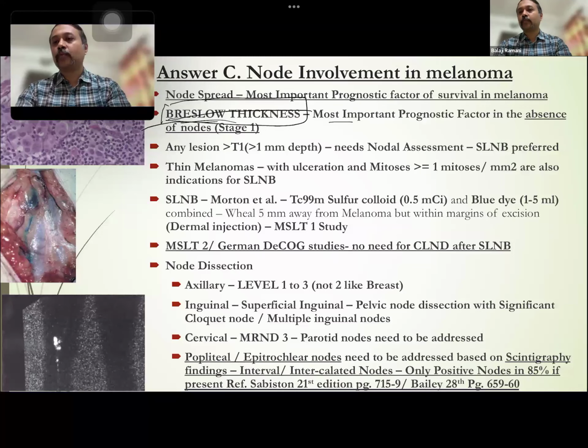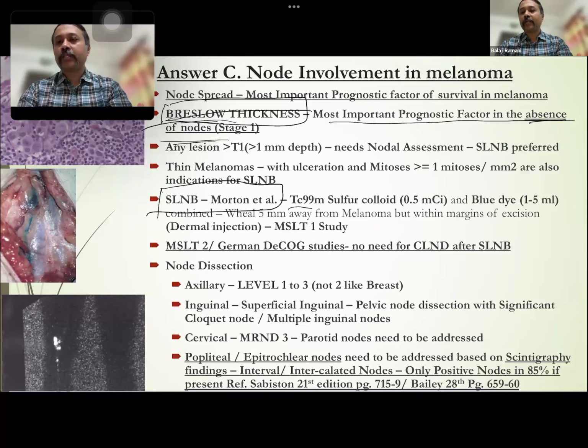The Breslow's thickness is the most important factor in the absence of node metastasis. That is for a stage 1 melanoma. So any lesion more than 1 millimeter needs an SLNB, which we already discussed. SLNB was started by Morton et al.